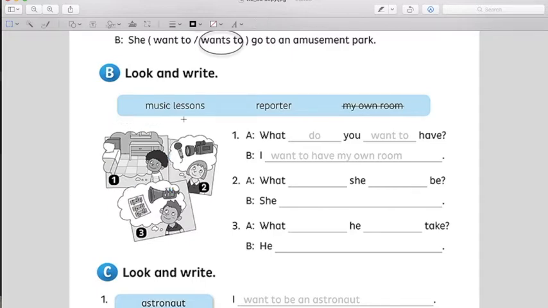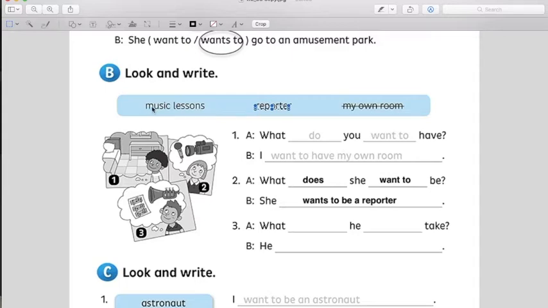Okay, so let's see how we can do number 2. What number 2? We have, what blank she blank be. So we should know this sentence here, since we have the word she, a pronoun, in a question, we know that it is does. What does she, and our verb that we've been studying, what does she want to be? It looks like she wants, with an S, to be a reporter. She wants to be a reporter. So we cross off reporter because we use that here.